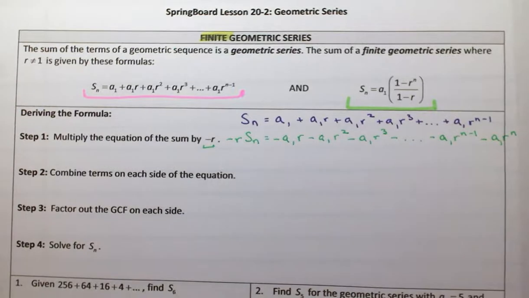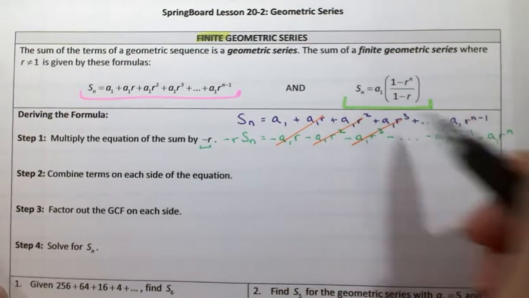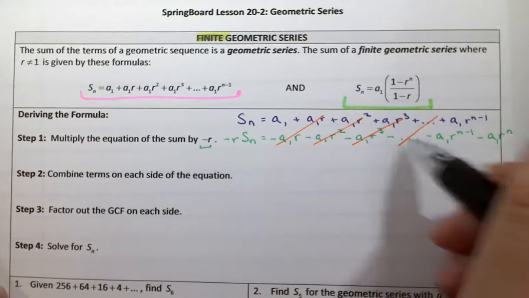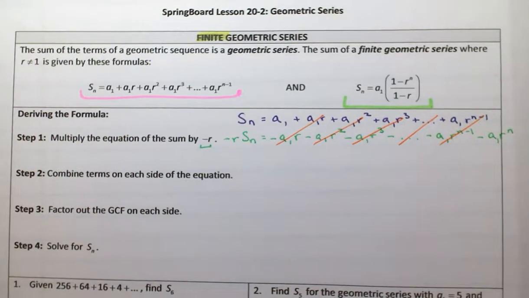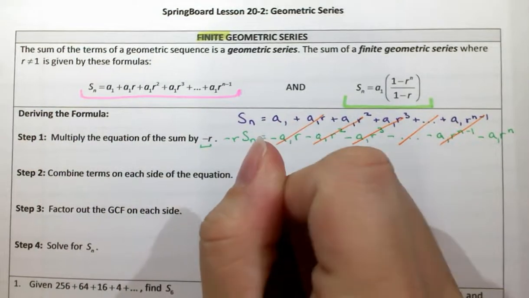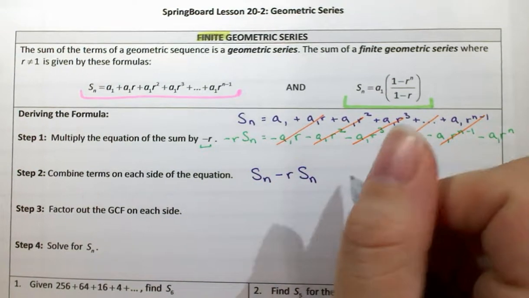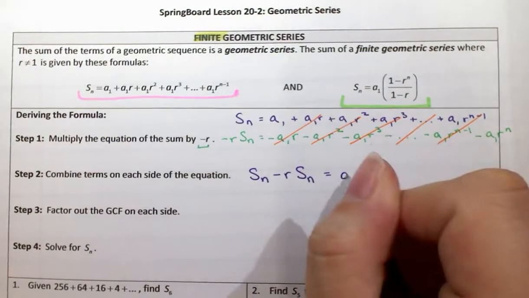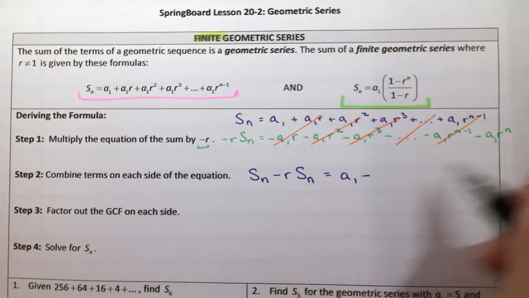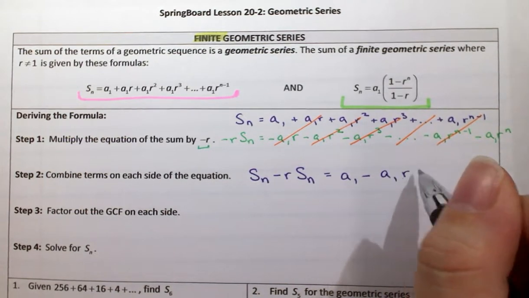So now we're going to actually cancel out like terms. So this one cancels, and so on. Everything in this ellipsis is going to cancel, and that as well. So what we are left with is S sub n minus r S sub n. We can't add them, they're not alike, equals, well, we still have a sub 1 up here, so a sub 1 minus that last term down here, a sub 1 times r to the n.